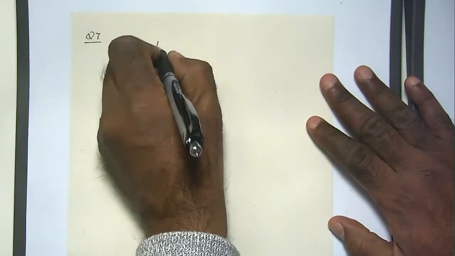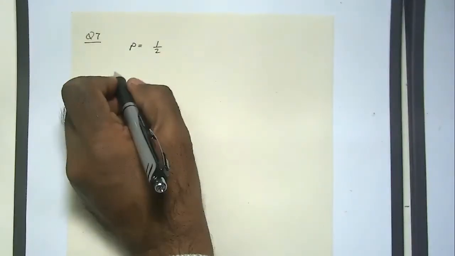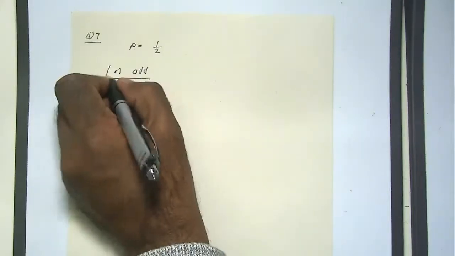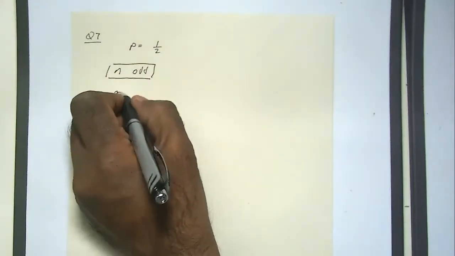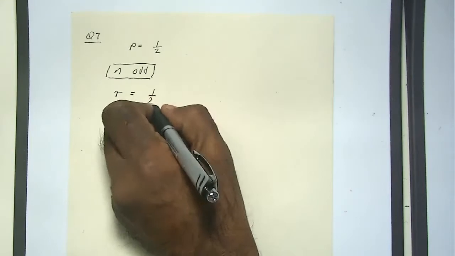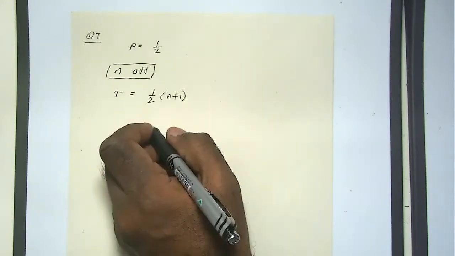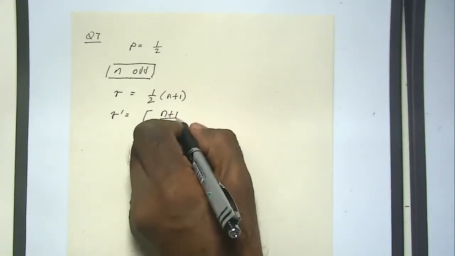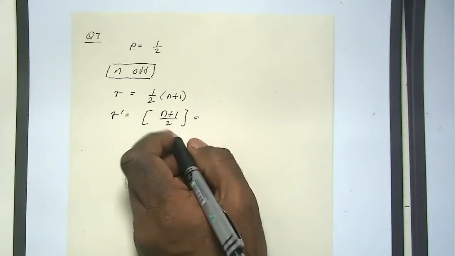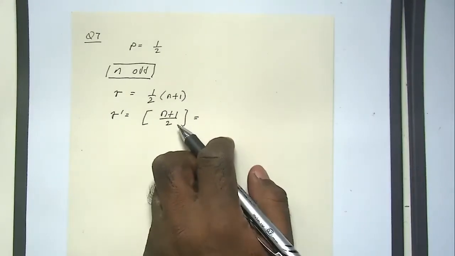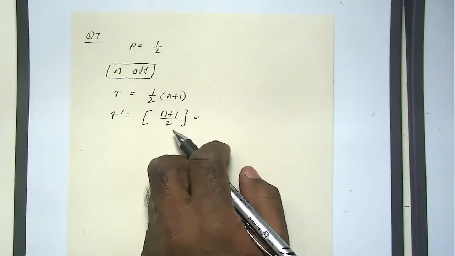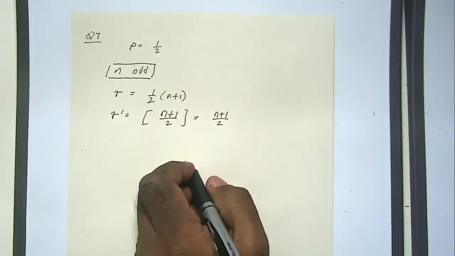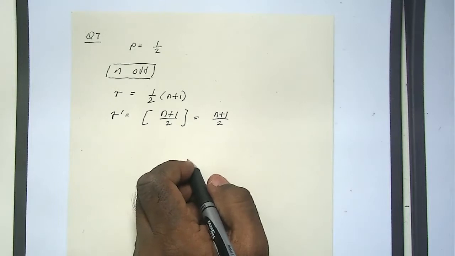You want to find the median, so p is a half. All right. So we need to consider two cases. Let's consider the case n is odd first. If n is odd, then your r is half times n plus 1, and your r prime is the integer part of this, which is what? If n is odd, n plus 1 is even, right? Even divided by 2 is an integer. So this will be n plus 1 divided by 2. Okay, you follow me?